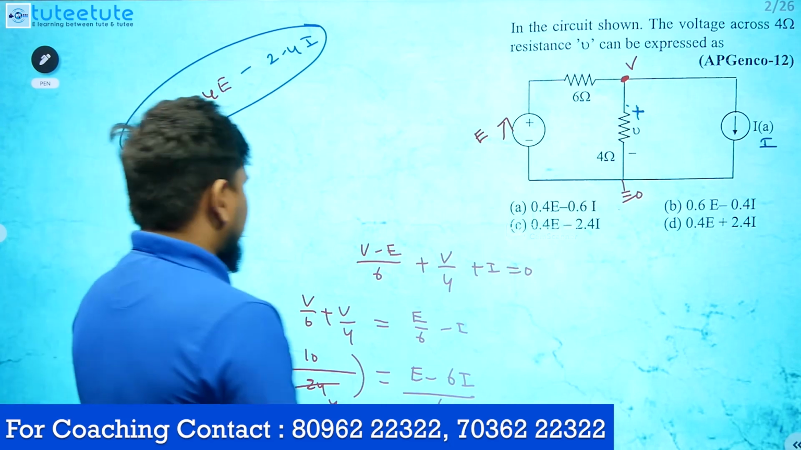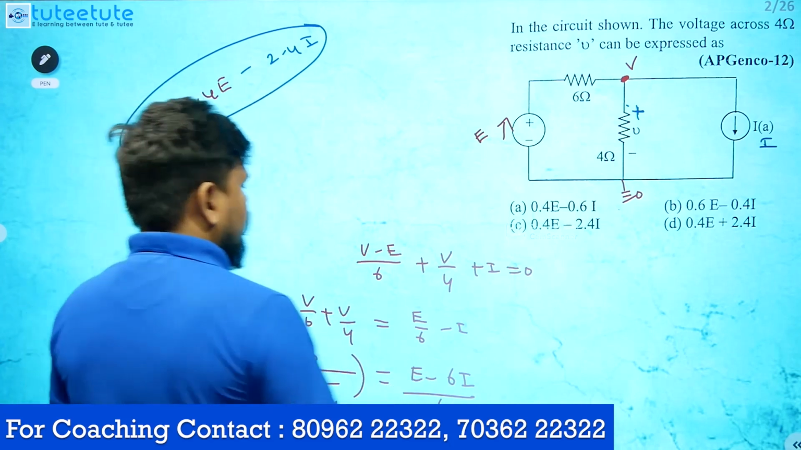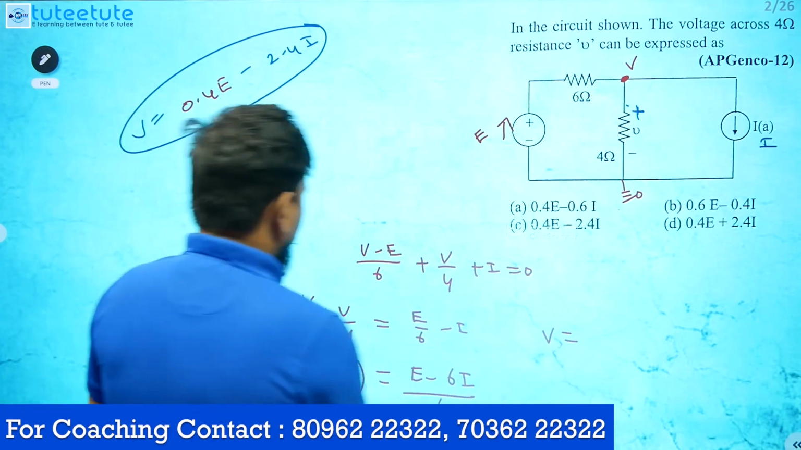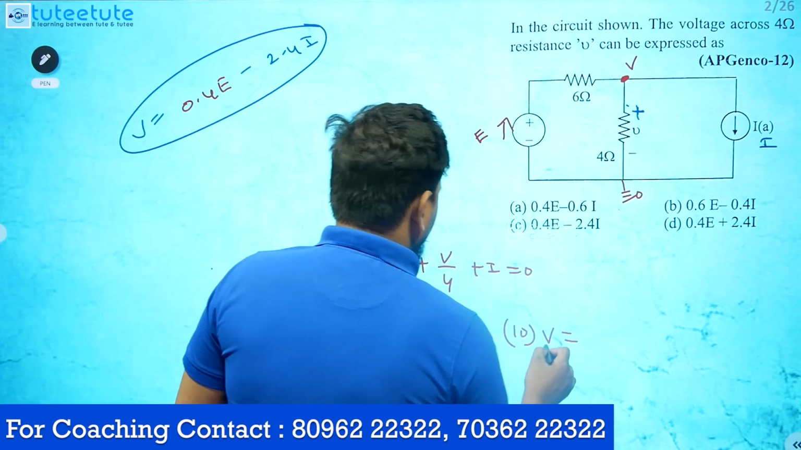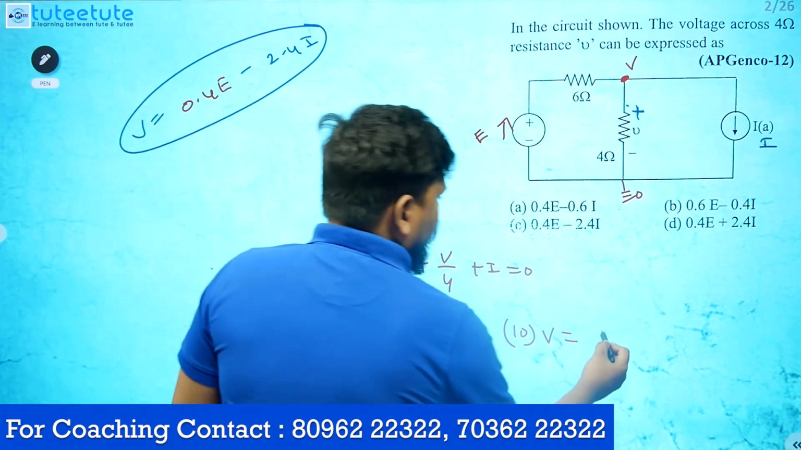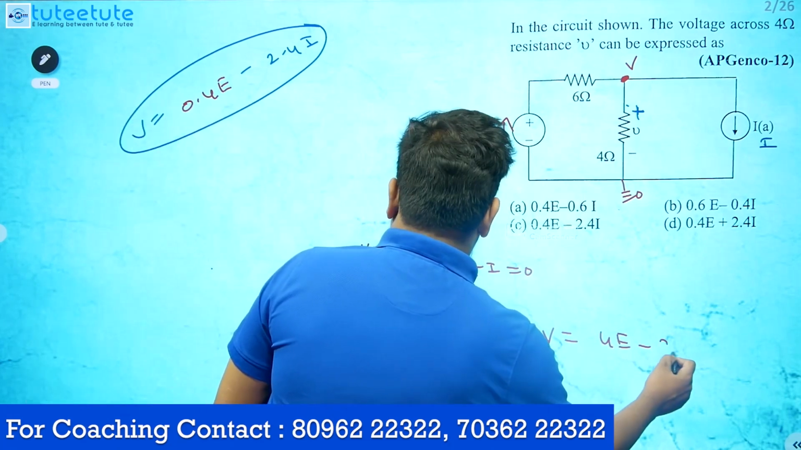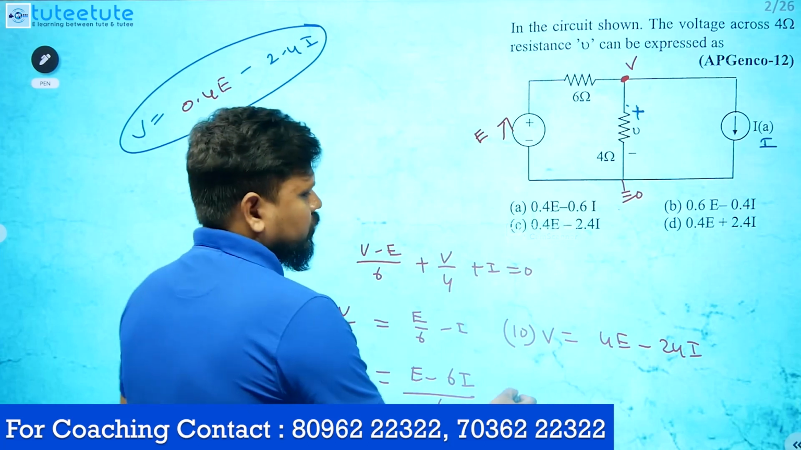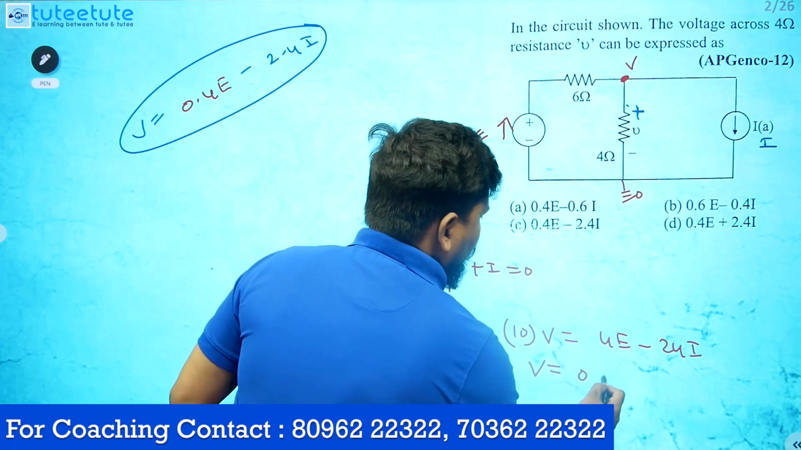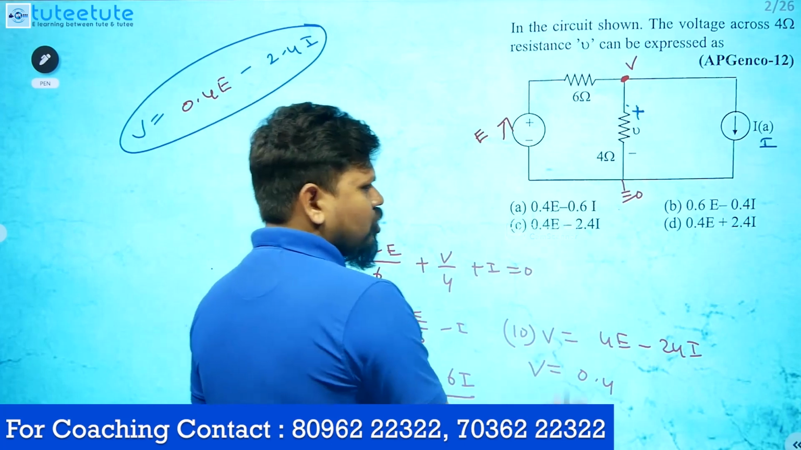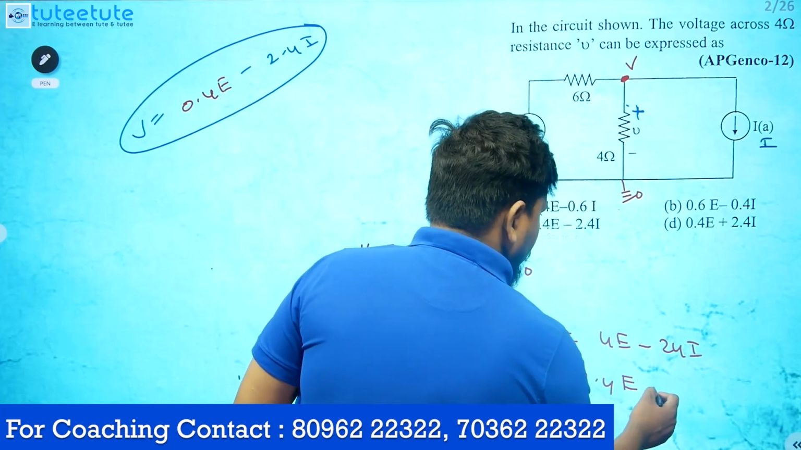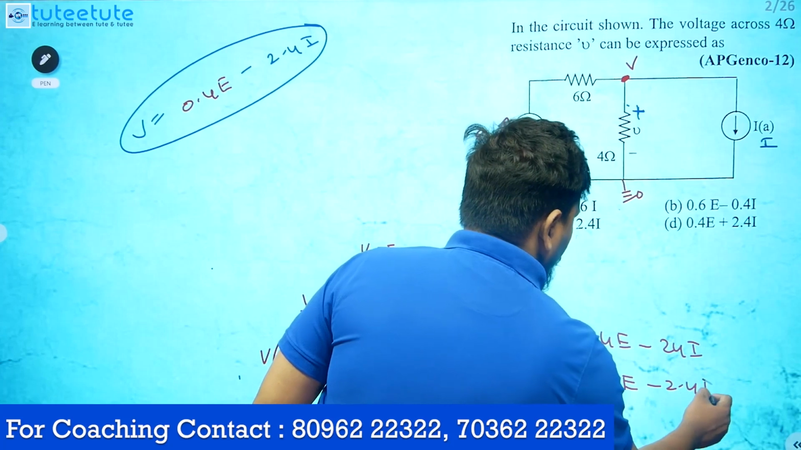Anyway, let's calculate. So this 4 will go to other side. Okay, so V is equals to, if 4 will go to other side, you will get, here 10 is also there. Okay, so 10 into V is equals to 4E minus 24I you will get. So that means V is nothing but, divided by 10, in the numerator we can write down as 0.4E minus 2.4I directly.